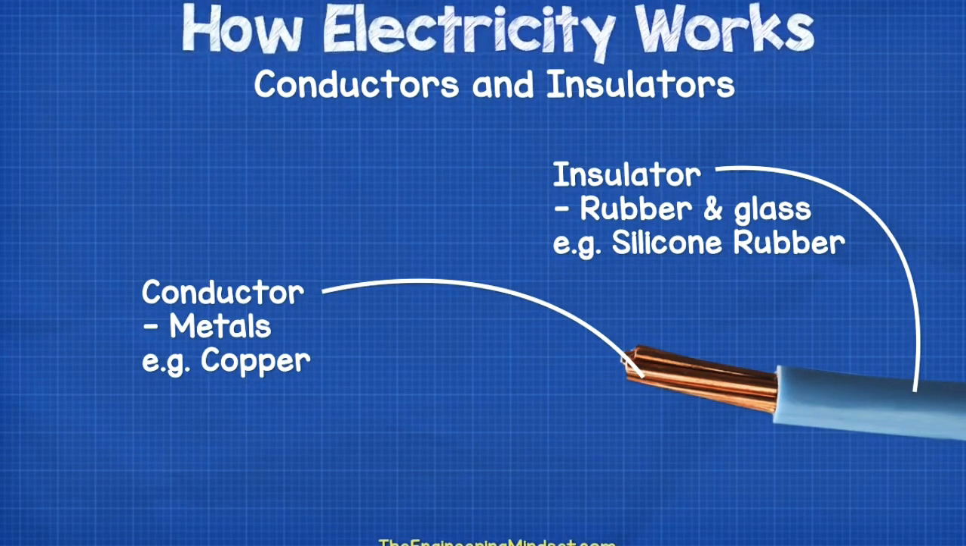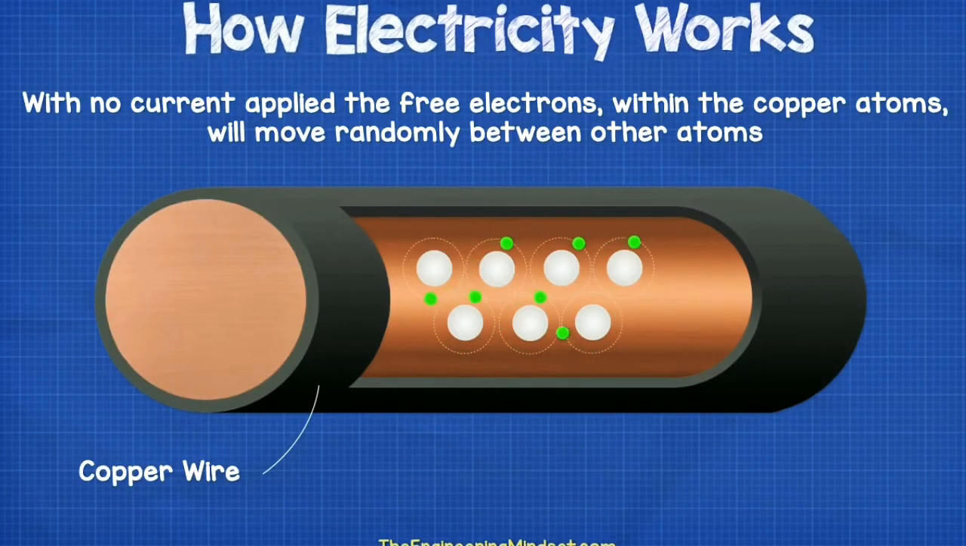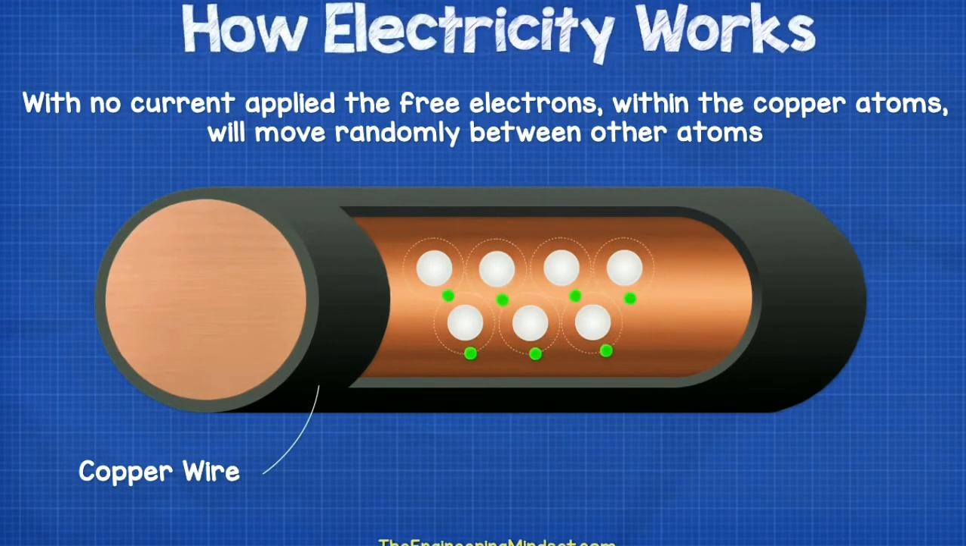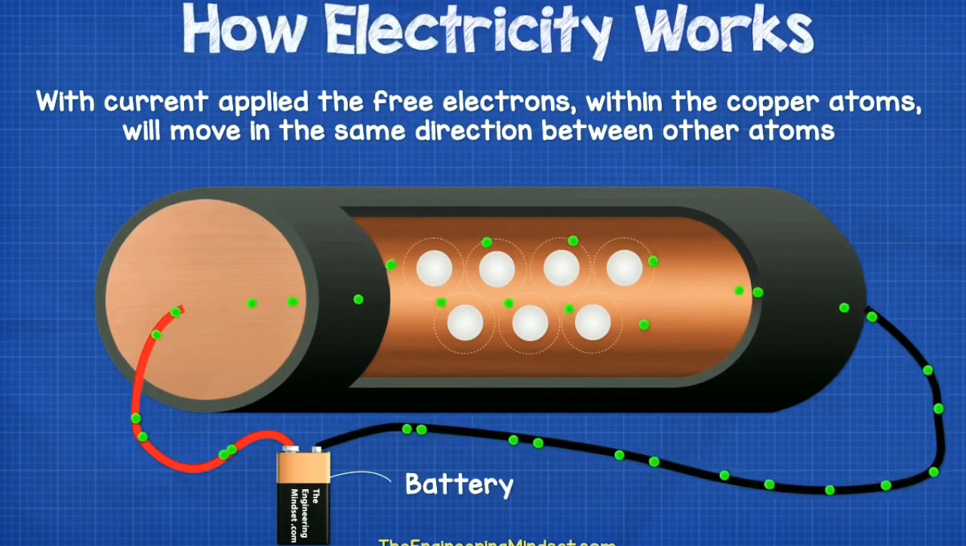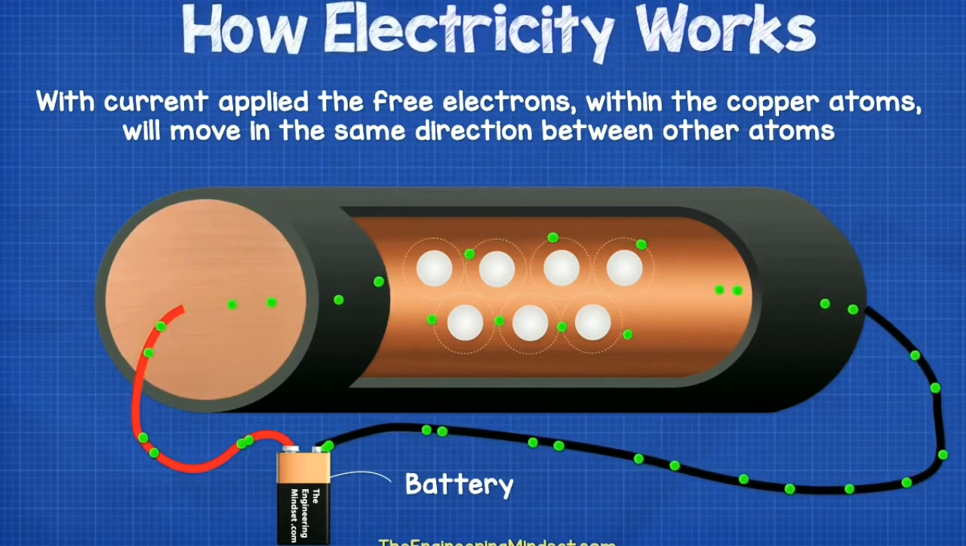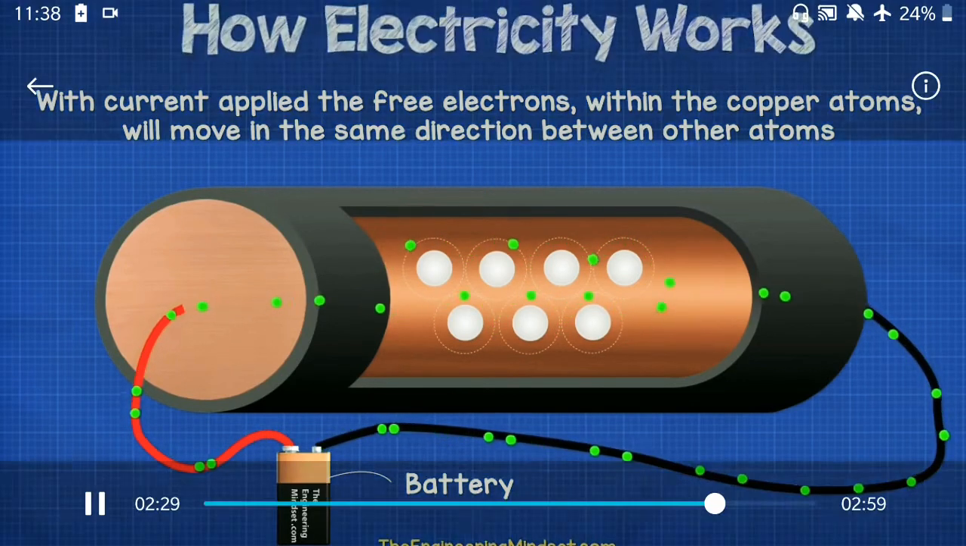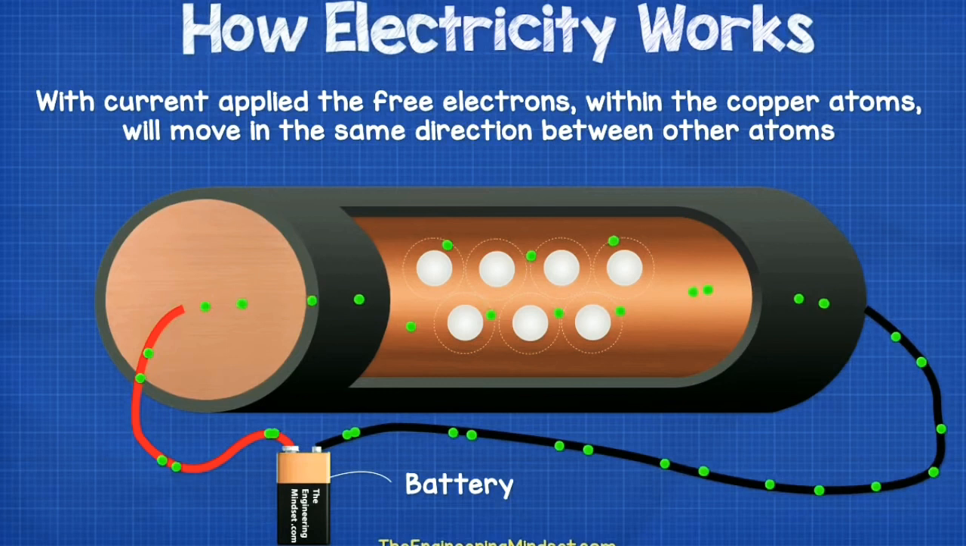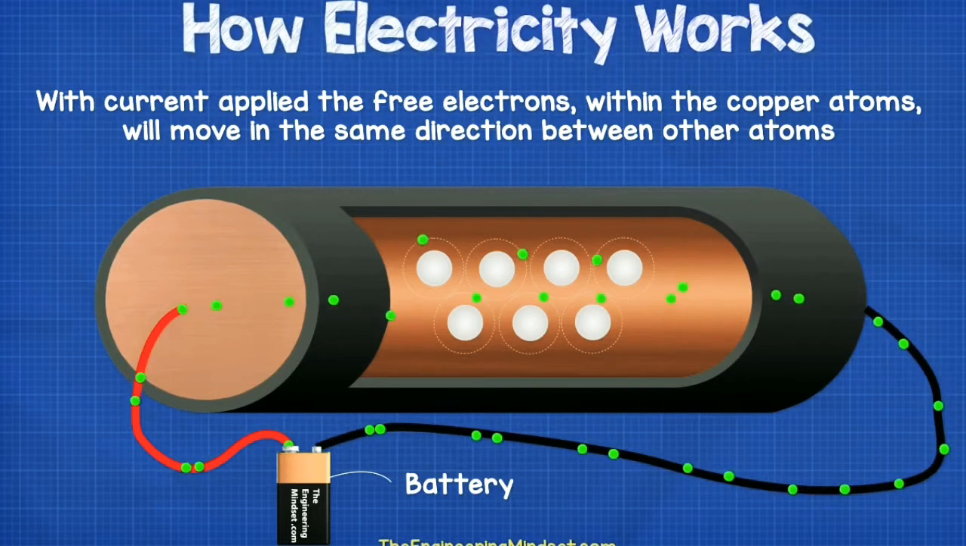For the conduction of current or flowing of current, for example, if we take a copper wire, when no current is applied, the free electrons within the copper atom will move randomly between other atoms. When a current is applied, the free electrons within the copper atom will move in the same direction between other atoms. So here we can see that when there is no application of any external voltage, the free electrons that are available in the conductor will be moving randomly inside of it.